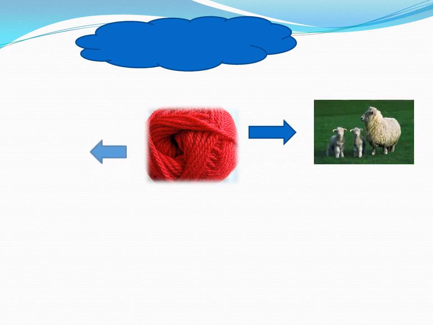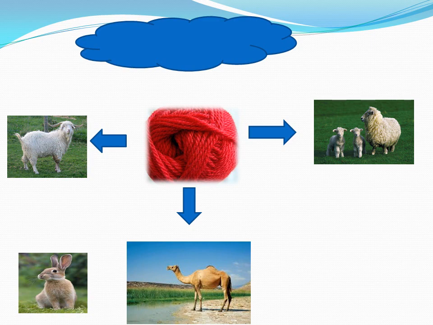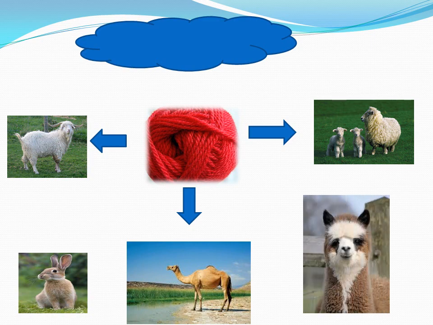In this video, we are going to discuss about an animal fiber, wool. From where do we get the wool? We get the wool from sheep, goat. Basically, the goat which gives the wool is Angora goat. Rabbit, from camel, and from alpaca.